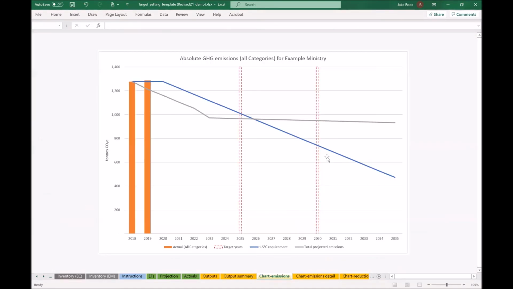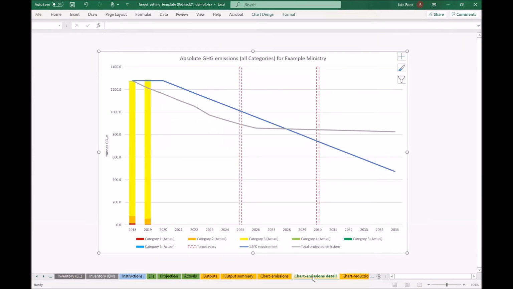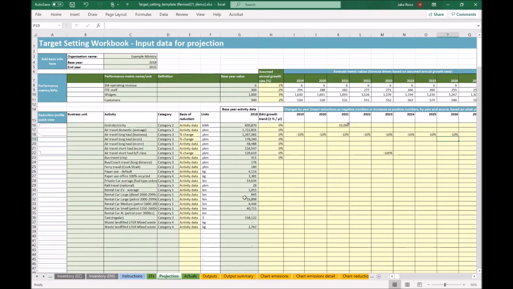And that's because over here, you can see the grey line switches to being on the wrong side of the blue line again. So if we go back to projection, we're going to reduce this even more, another 10%, another 10%, another 10%. Well, we're getting closer. Why don't we do something with another emission source? Let's look at another large one. Domestic air travel. Why don't we reduce that by 5% per year? Remember, change the basis of reduction to percent change.